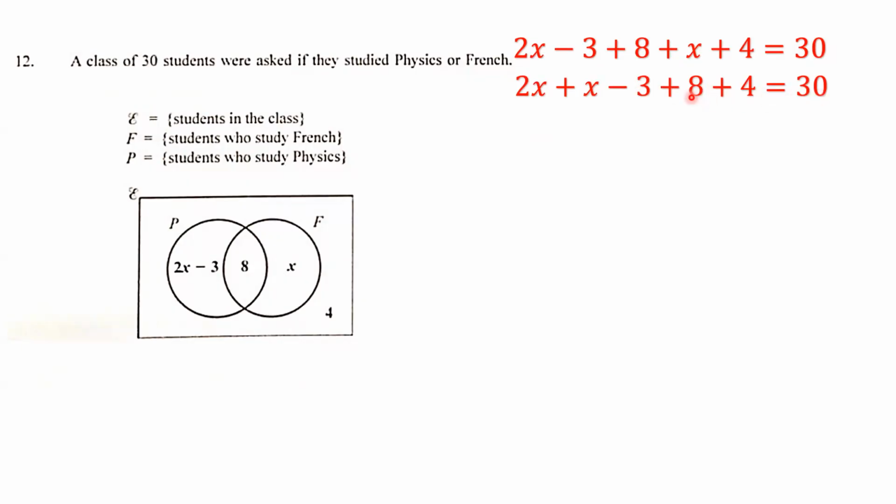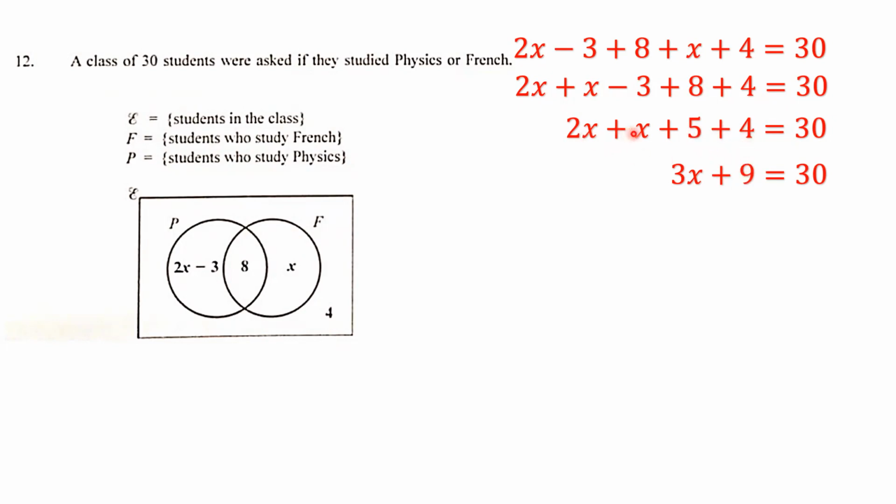And so we have 2x plus x, which is going to be equal to 3x. Let's do negative 3 plus 8. Negative 3 plus 8 is going to be positive 5. Positive 5 plus 4 is equal to 9. Again, 5 plus 4 is going to be 9.